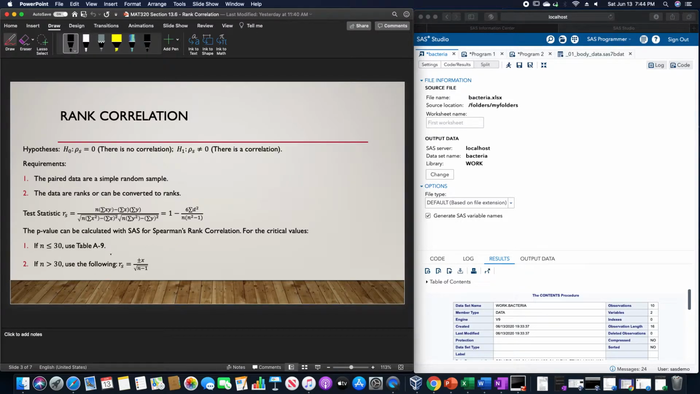We could calculate this in SAS for Spearman's rank correlation. For the critical values, if n is less than or equal to 30, use table A9. If n is greater than 30, use the following: R sub s is equal to plus or minus z divided by the square root of n minus 1.